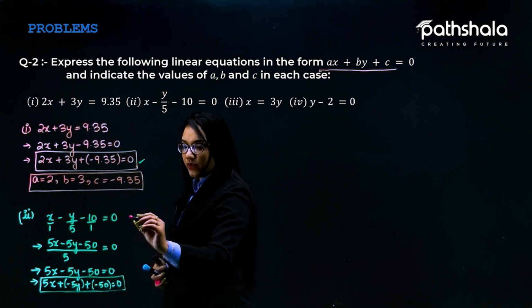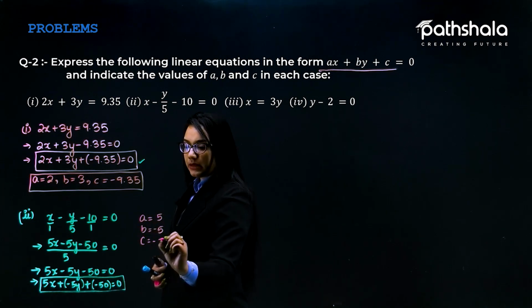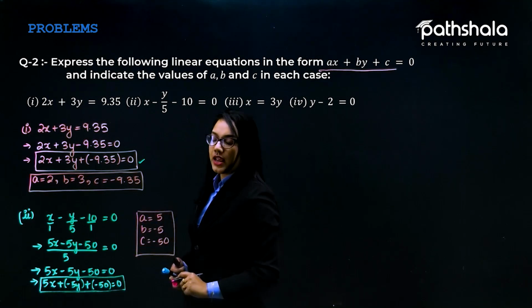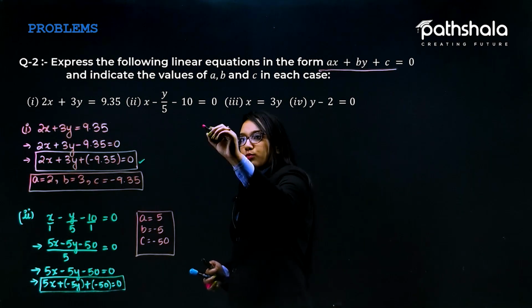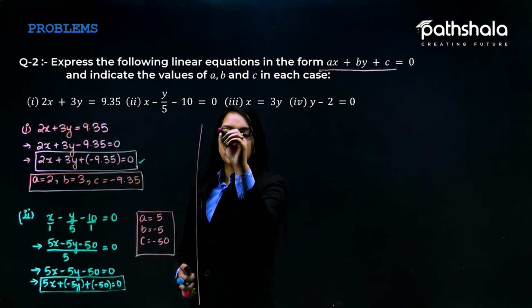So hence at the end, the value of a is 5, the value of b is minus of 5, and the value of c is minus of 50. So for this second part, a is 5, b is minus 5, c is minus of 50. Now let's move on further towards the third part.